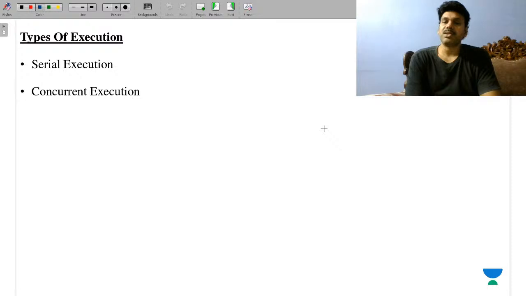As far as today's session, as this is part 1, we are going to learn what types of executions there are, and the pros and cons of each execution. After that, we are going to see what a critical section is and what the important properties are to satisfy your critical section.